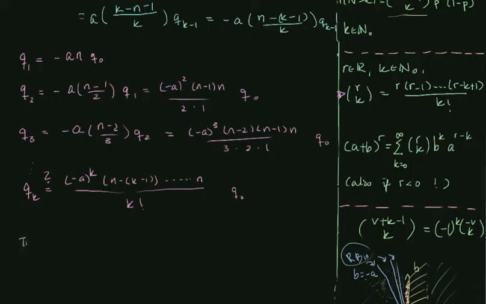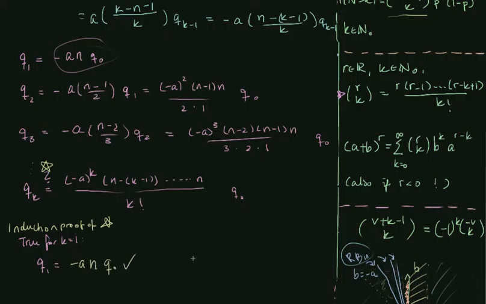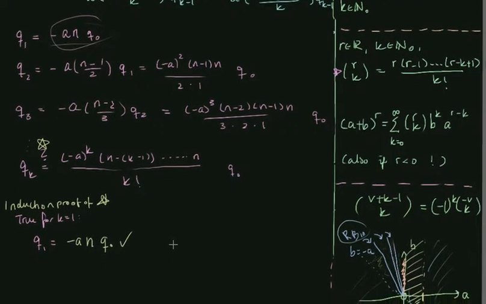So let's try to show that it is true for k equal to 1. Then we just plug the value 1 into k and see if it gives us the q1 that we got up here. So this is the induction proof of star, and we'll call this star. Okay, so q1 is equal to minus a to the first multiplied by n minus 0, which is just n, divided by 1 multiplied by q0. So it's true for k equal to 1 because we get the same as we got up here.